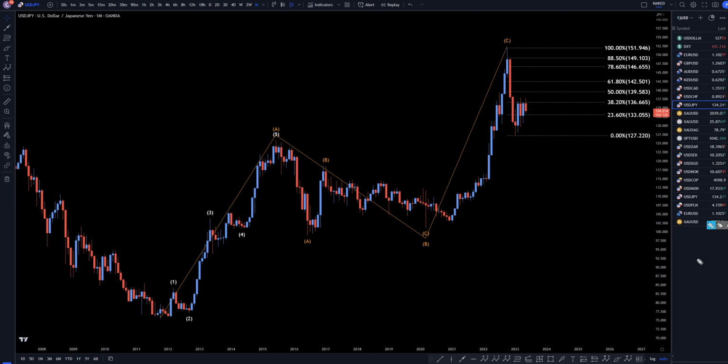Today is Friday, May 5th, and I'm going to be analyzing the US dollar yen starting on the monthly, working my way down to the 1 hour time frame.